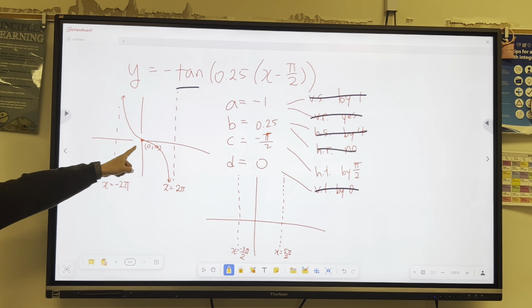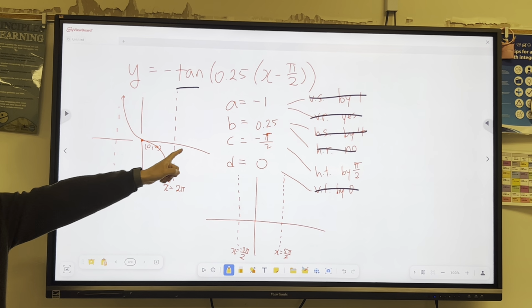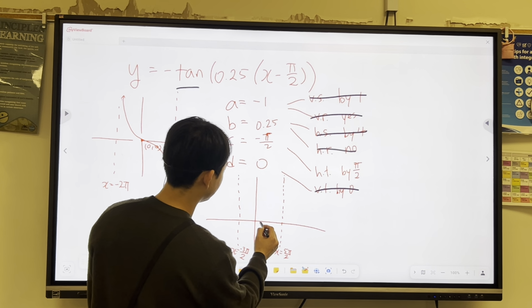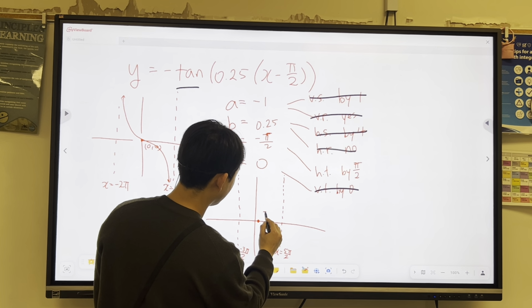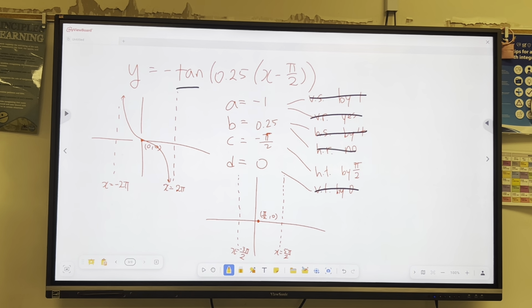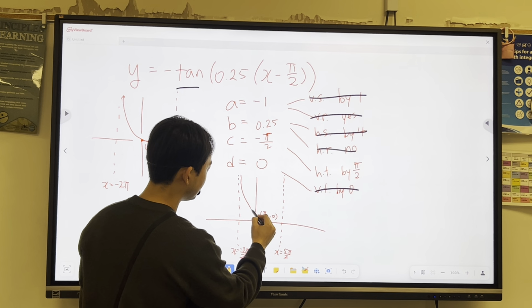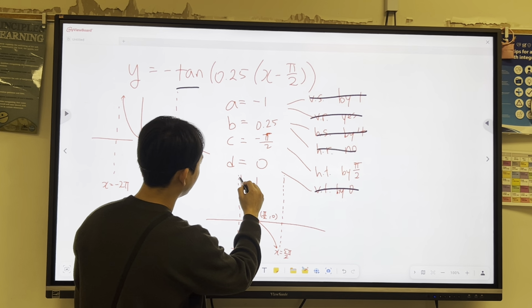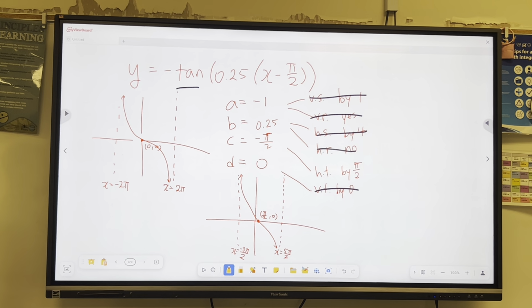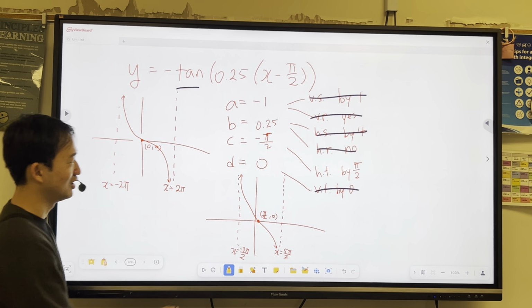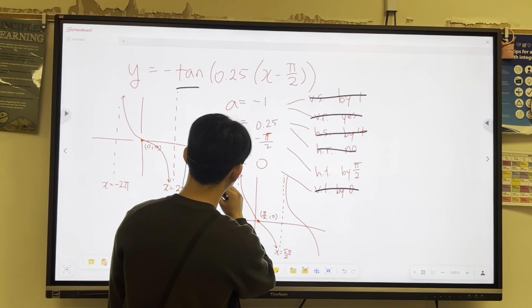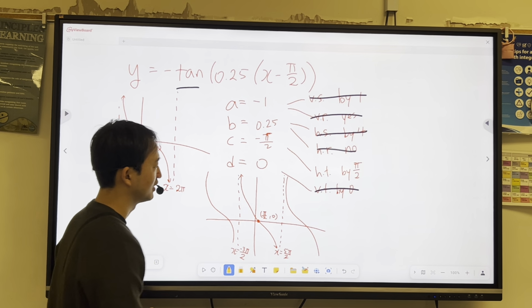Finally, where is my x-intercept? It used to be 0, 0. What is 0 plus pi over 2? Pi over 2. So that's my x-intercept. And then all the graph just moves along with that. So, yay me. And if you want, you can just repeat this.